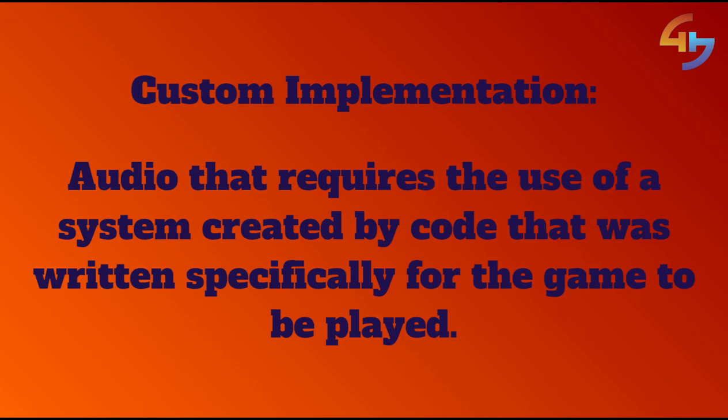Custom implementation, on the other hand, refers to audio that requires the use of a system created by code that was written specifically for the game we're building in order to be played as intended. This is often needed for audio that is to be changed in some way by the game in real time to sonically communicate a game-specific mechanic to the player via audio. So for example, you may have a game with a variable like the player's health. You may then wish to use that variable to increase the volume of a heartbeat sound when the player's health is low and they're close to losing.